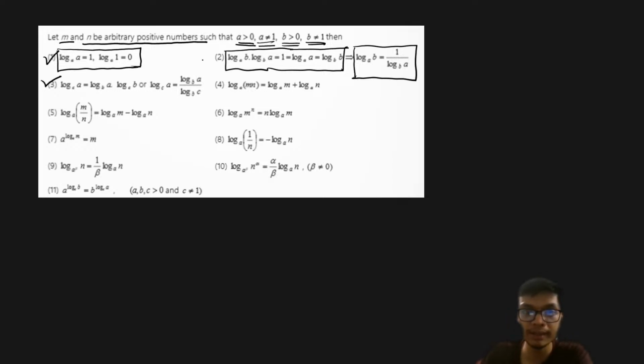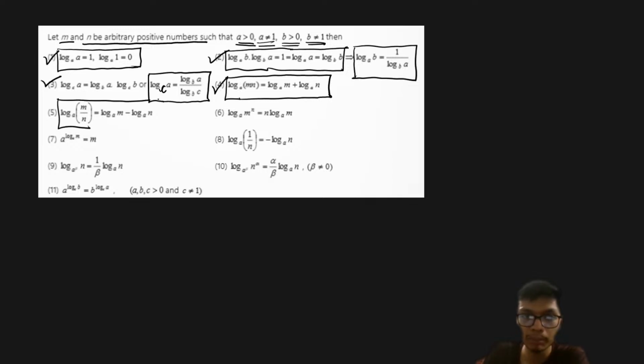The next property says that log of a base e can be written as log of a base b into log of b base e. That is, log of a base c can be written as log of a by log of c with the common base, right?